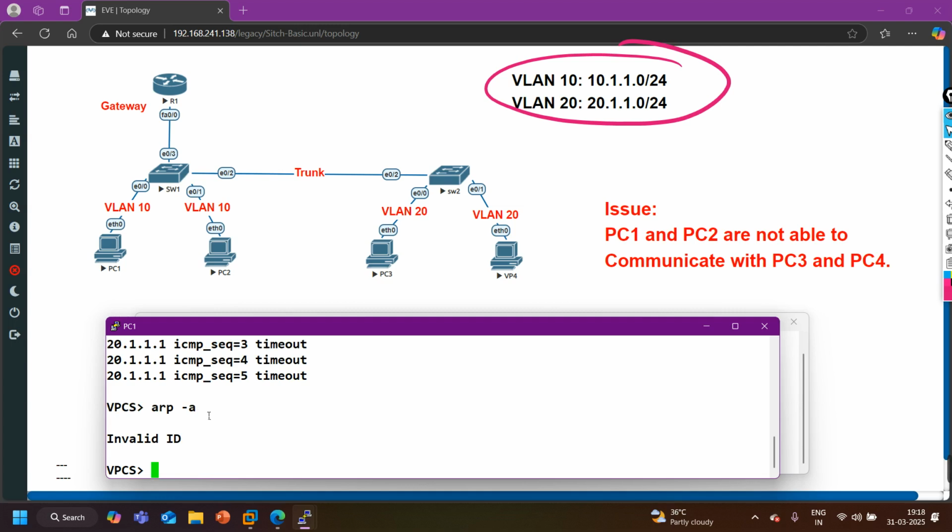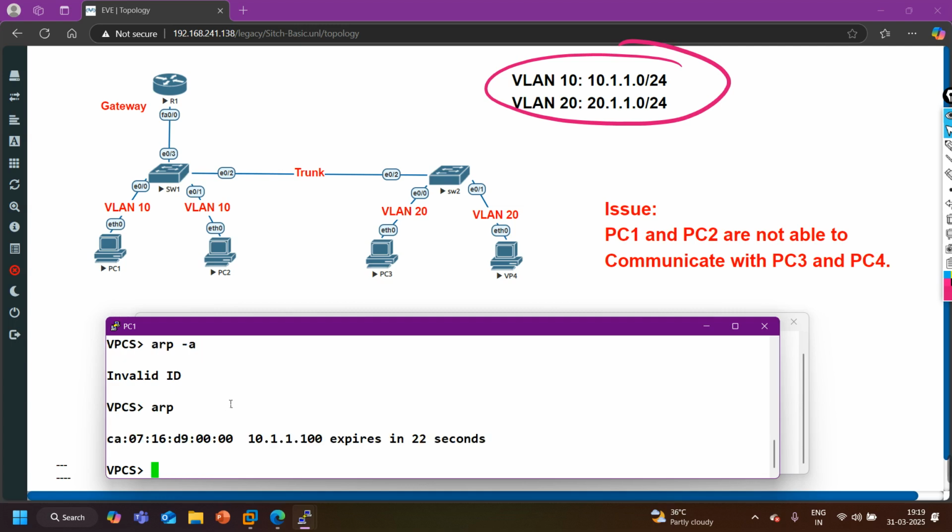Only ARP, I think. Even you can see PC1 is not able to resolve the MAC address of PC3, which is in a different VLAN, which is in VLAN 20. PC1 is not even able to resolve the MAC address, right? There is only one MAC address in the ARP table. This is the MAC address of the gateway, right? Now PC1 is able to ping their gateway, but not able to ping PC3.